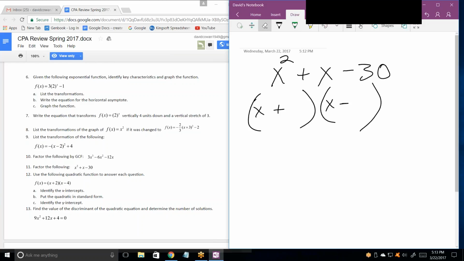If you do the first 2 steps right, the rest of it is relatively easy. I now want factors of 30 that subtract, because of that minus sign, to the coefficient in front of the middle term, which is 1. So what factors of 30 subtract to the number 1? 30 and 1. That subtracts to 29.